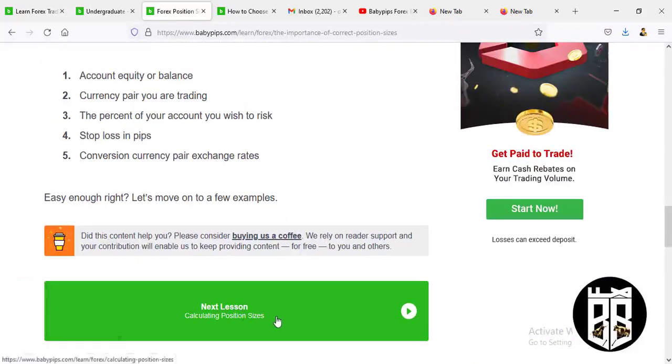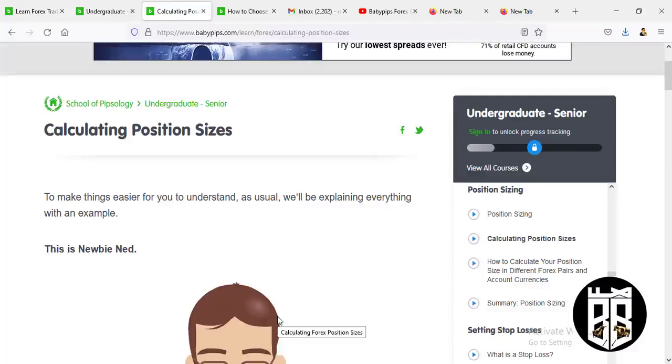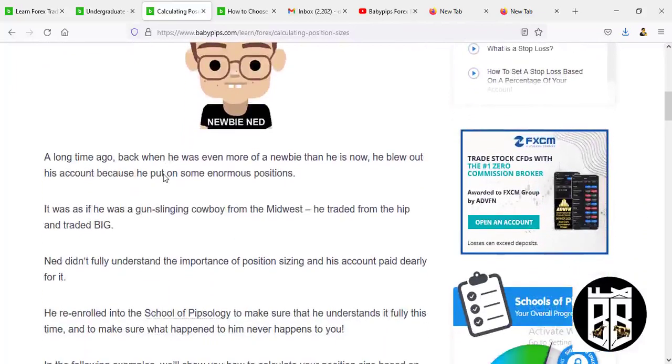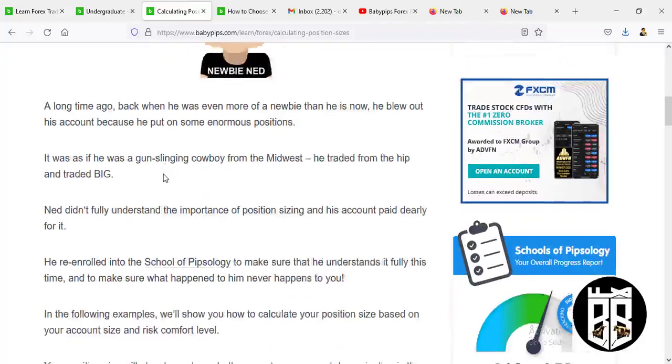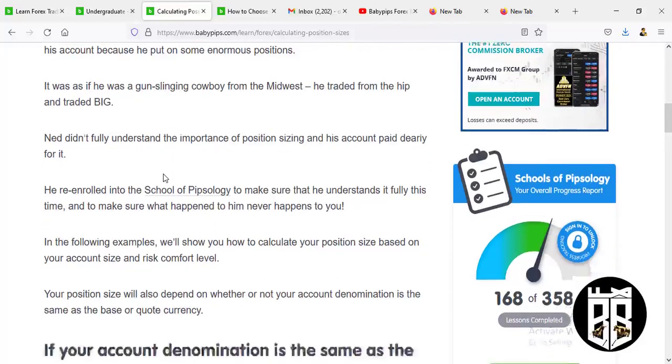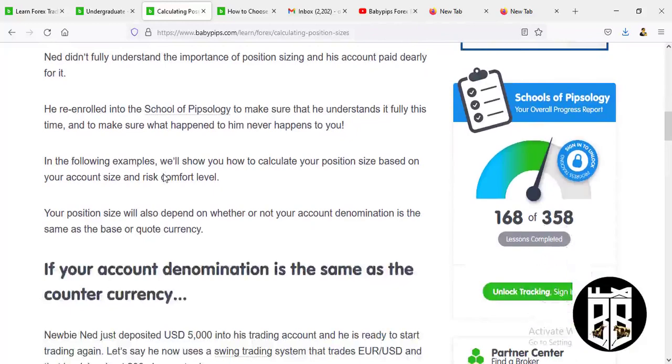So the next lesson is calculating position sizes. Here we are on calculating position sizes. This is Ned. Ned is a newbie forex trader, and before he knew how to calculate position sizes, Ned had been blowing his account, because he never knew what position sizes to use, leverage, and things like that. So he enrolled in the School of Pipsology on Babypips.